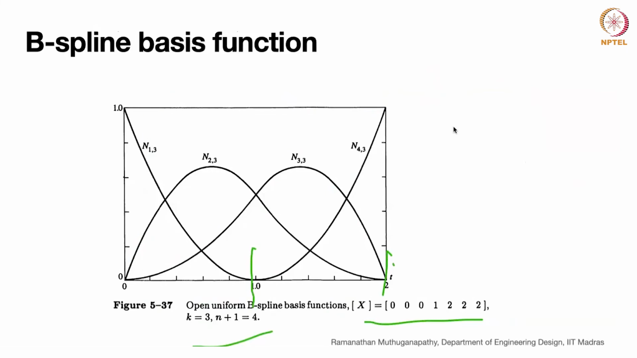So these two are parametric ranges, 0 to 1 and 1 to 2. If you look at this entire set, you can see it is still symmetric. There is one behavior from 0 to 1 and then one more behavior from 1 to 2, but both are symmetric.